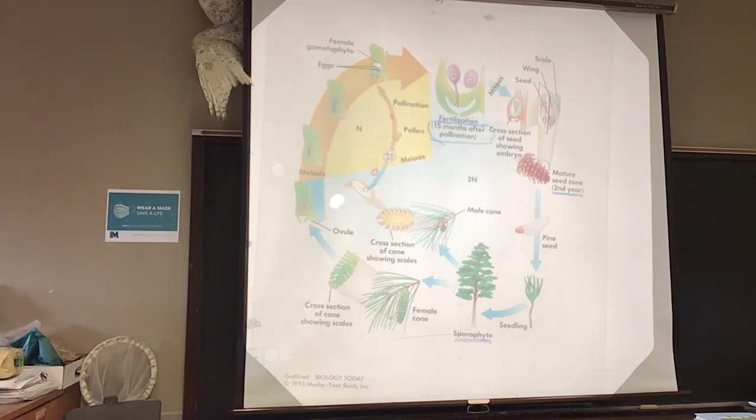The male releases the pollen. The egg cells develop in an ovule in the female cones, produce one egg cell and three polar bodies. It doesn't really show the pollen tube, but eventually, oh, there's the pollen tube. You get fertilization, and we're back to where we started.